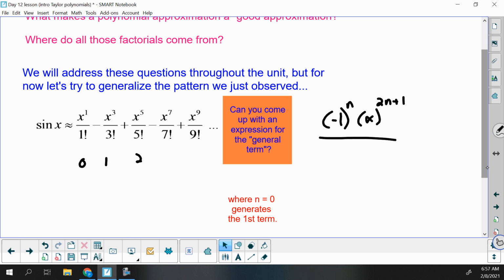So now when we sub in 0 for n in the exponent, we get back 0 plus 1, which is 1. When we sub 1 in, we get 2 plus 1, which is 3, and so on. Well, the denominator should be easy now, because the factorial just matches that exponent. So we'll have (2n plus 1) factorial.